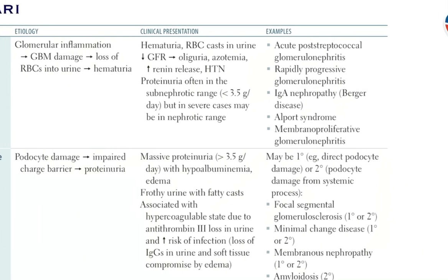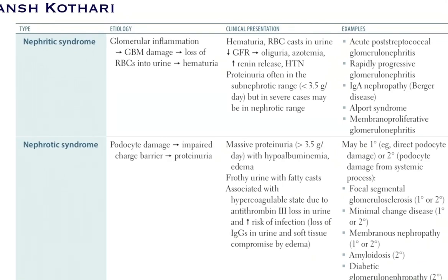Okay, what is the clinical presentation of nephritic syndrome? It presents with hematuria and RBC casts in the urine, since the RBCs leak out into the urine. There is a decrease in the GFR, which leads to oliguria, azotemia and an increase in renin release. This increase in renin release causes the renin-angiotensin-aldosterone system to activate. Now this decrease in the GFR can also lead to hypertension.